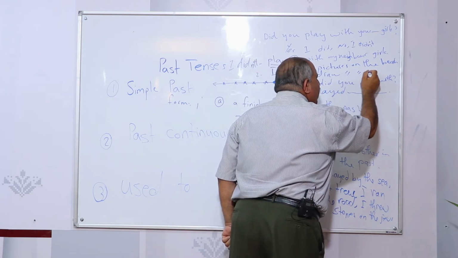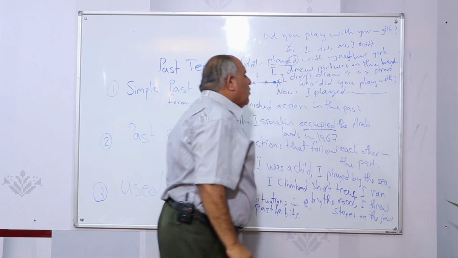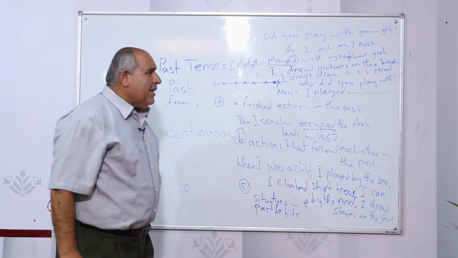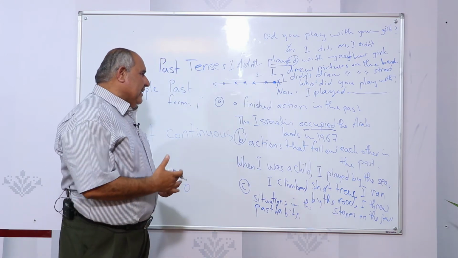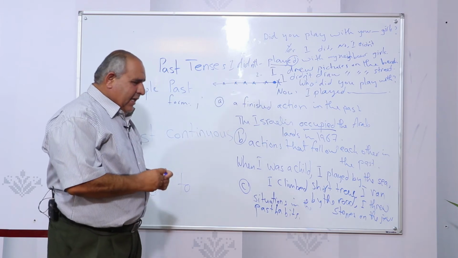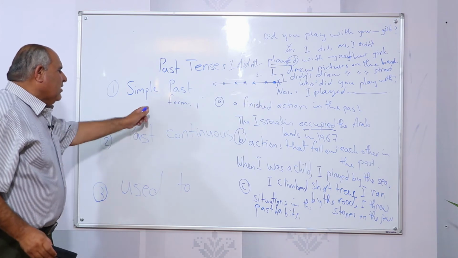Pictures on the street. Why? Because I drew pictures on the beach. I didn't draw pictures on the street. Therefore, now we can make, in this case, a question. We can make also a negative by using did and didn't. Now, this is everything about the simple past.